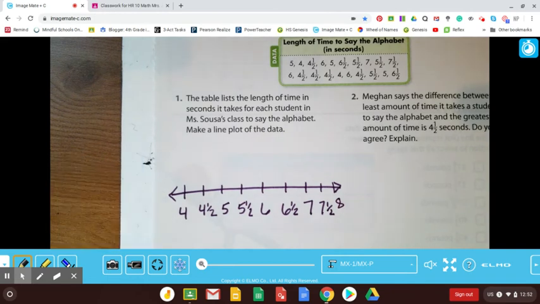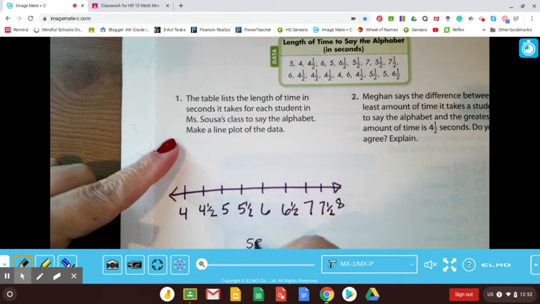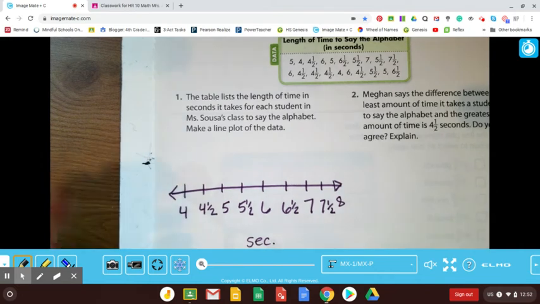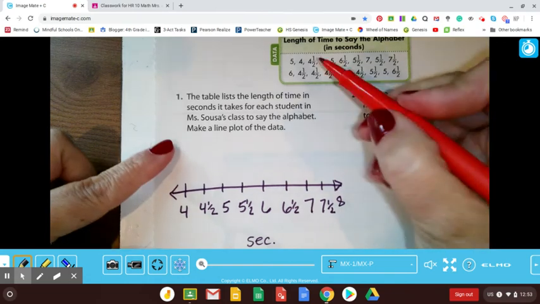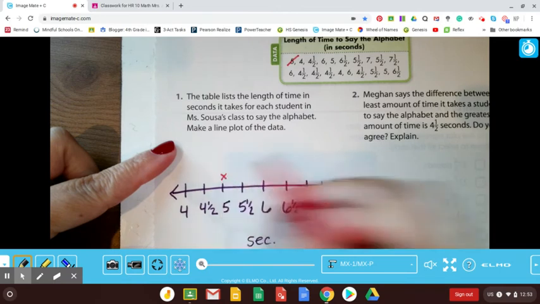Okay. Now I'm going to just label here. This is seconds, right? And if I wanted to, I could put a title. I'm just not going to even bother though. Okay, and now I'm going to plot some points. I'm going to be sure to cross them out as I go. So this is a 5. So I find 5. I'm going to make my mark.